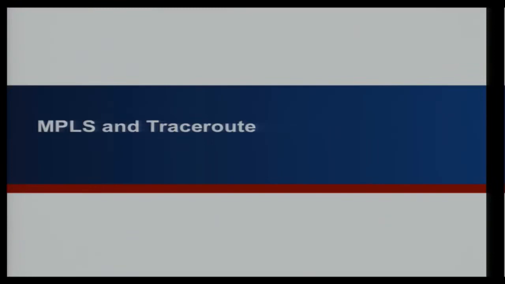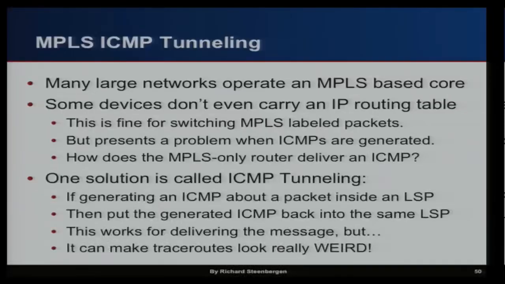And now MPLS and traceroute. How traceroute behaves when you put it on an MPLS network. So there's a lot of large networks out there who operate an MPLS-based core. In fact, most large ones at this point. And a lot of them out there, they run it in such a way that their core devices, their core label switching devices, don't even carry an IP routing table. And in fact, like the Juniper PTX isn't even capable of doing it. It's a dedicated MPLS only box, and so that's fine for delivering an MPLS packet.